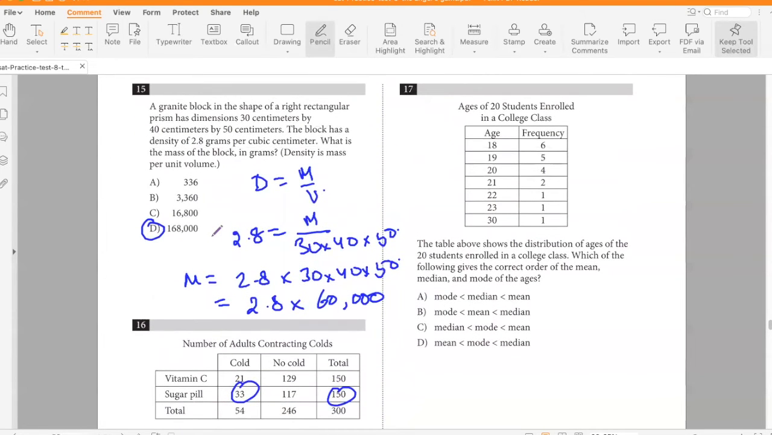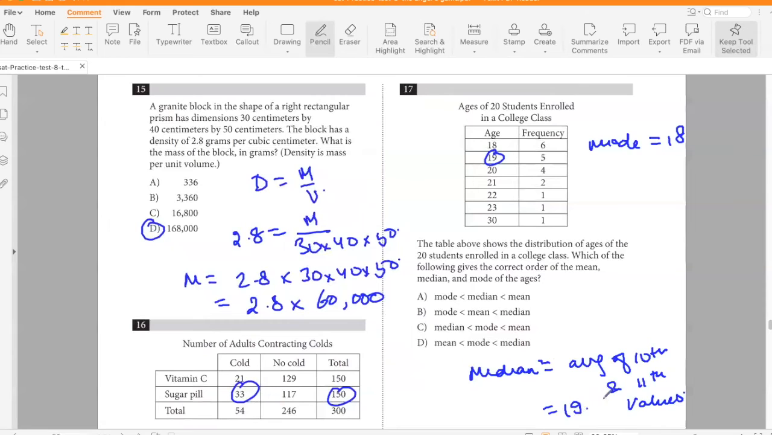The table above shows the distribution of ages of the 20 students enrolled in a college class. Which of the following gives the correct order of the mean, median, and mode of the ages? Okay, so you can see that the mode would be 18 because that occurs most frequently. And because it is 20 students, the median would be the average of the 10th and 11th values, right? So that would be 19. So median would be 19.